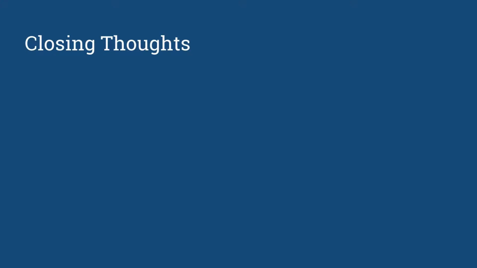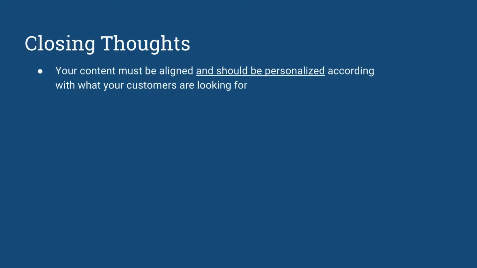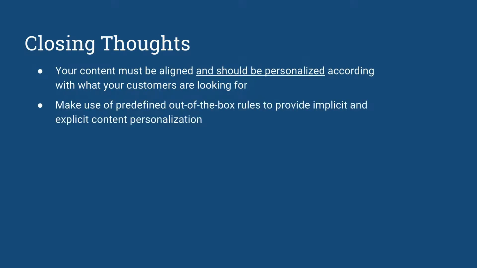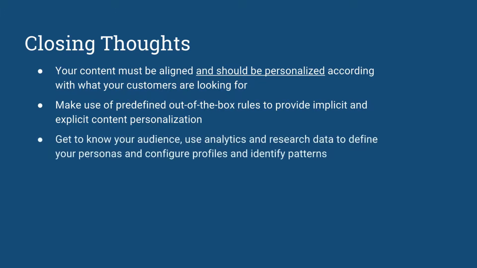Our closing thoughts for today's video are: first, your content must be aligned and should be personalized according to what your customers are actually looking for. Make use of predefined out-of-the-box rules to provide implicit and explicit content personalization. You can use the user profile, you can use information coming from your CRM, everything that you know about the user, to provide configurations for conditions in your components to display content that is actually relevant for that user.